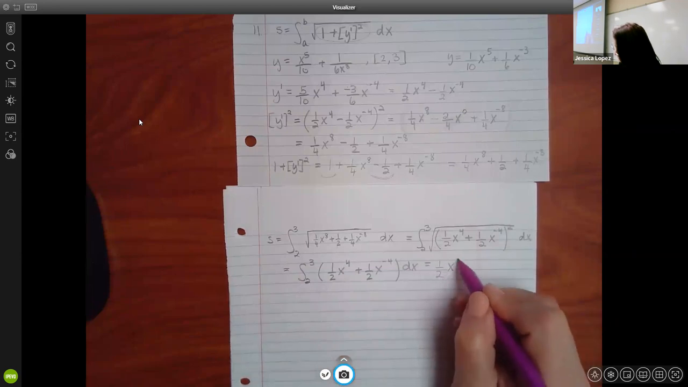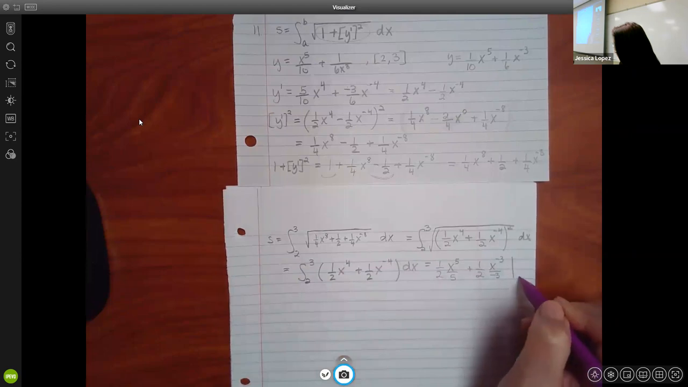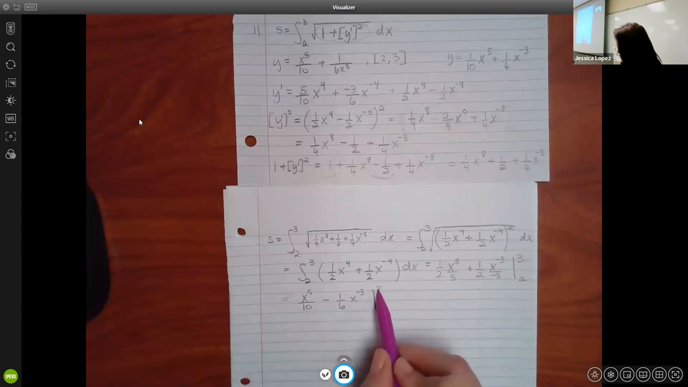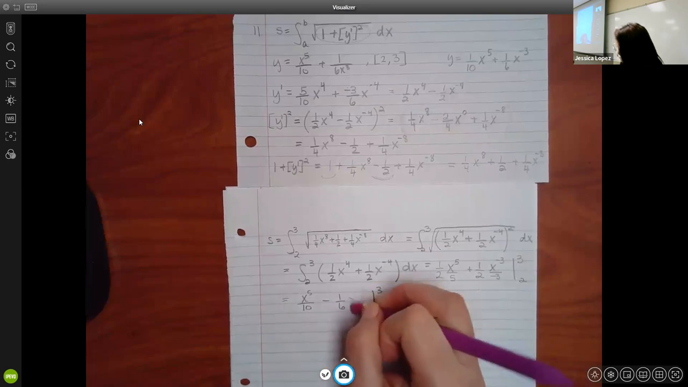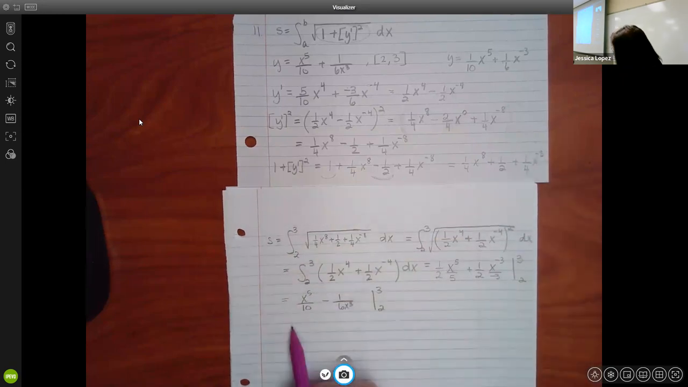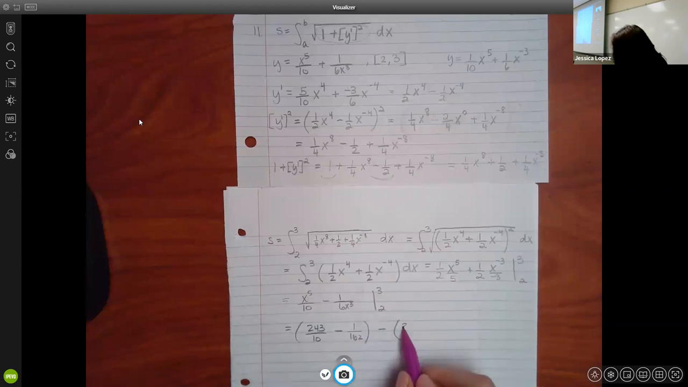So we get 1/2 x^5/5 plus 1/2 x^-3/-3. And then we do have to evaluate it. I think I'll put it back downstairs. Well, let's see, when I plug in 3 to the 5th power, it's 243/10 minus 1/(3 cubed times 6), plus, with 2 to the 5th, 32/10 minus 1/(6 times 8).